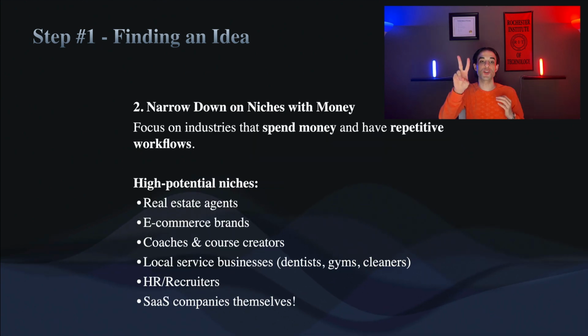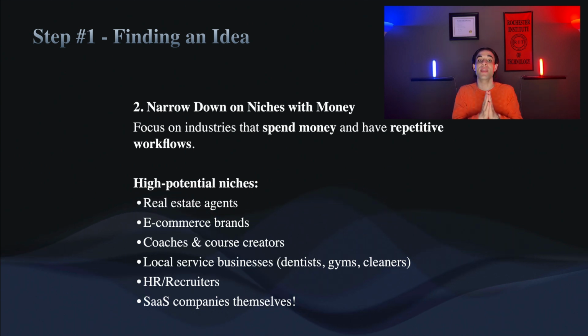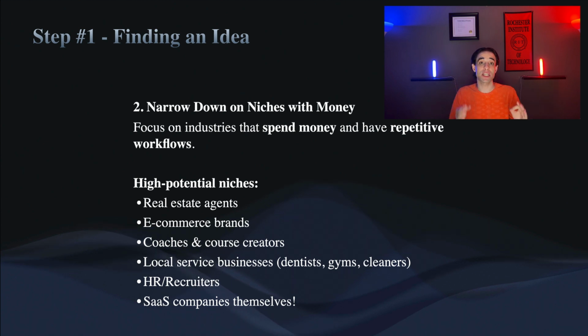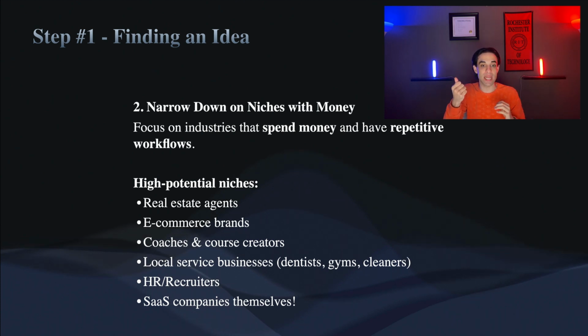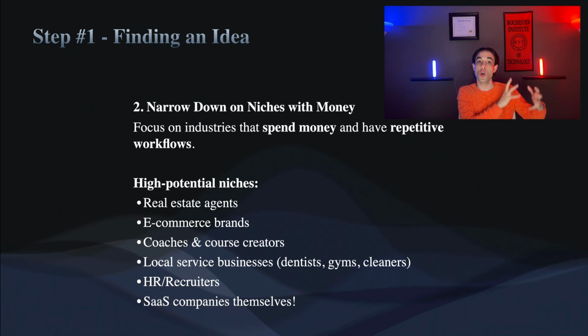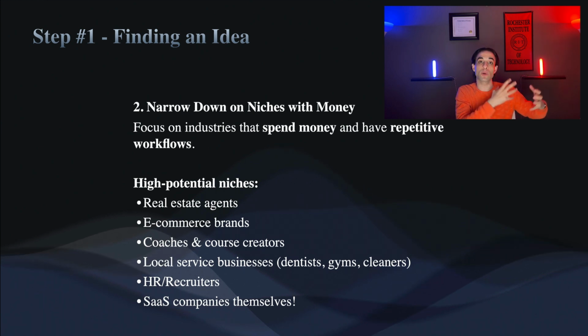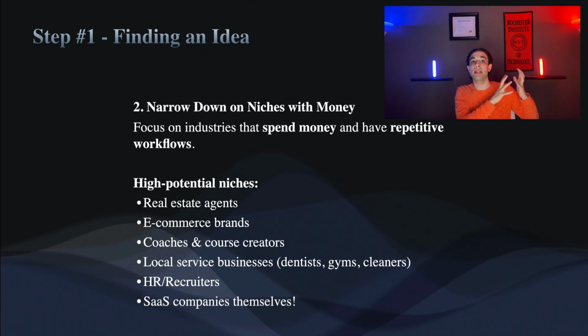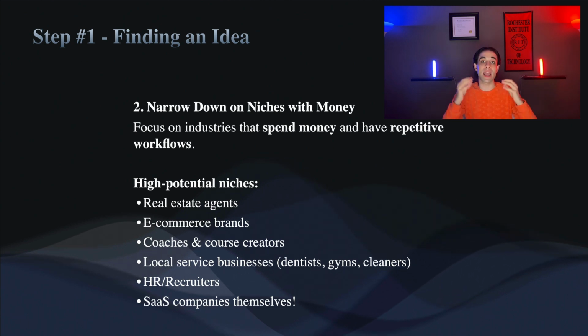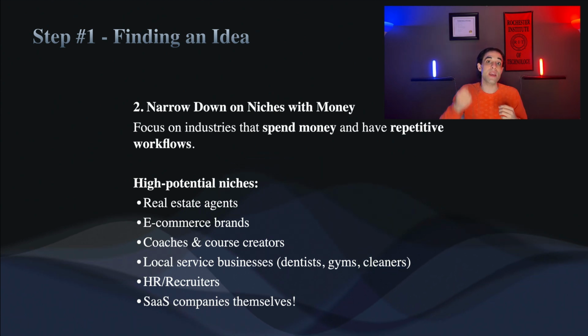And so step number 2, narrow down on niches with money. Focus on industries that spend money and have repetitive workflows. For example, high potential niches, if you don't know what you want to solve, these are some ideas. High potential niches with money could be real estate agents, because we have millions and millions of real estate agents in the US. You can really figure out a problem in that specific niche and they're willing to pay for that.